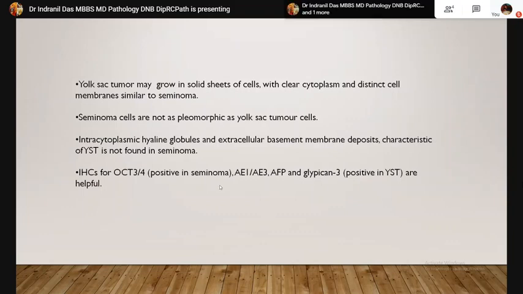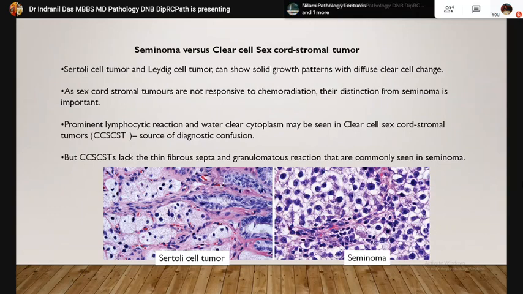Now, seminoma versus clear cell sex cord stromal tumor. The Sertoli cell tumor and the Leydig cell tumor can grow in a solid pattern of growth with diffuse clear cell changes. As sex cord stromal tumors are not responsive to chemoradiation, their distinction is also mandatory. The prominent lymphocytic reaction and water clear cytoplasm can be seen in clear cell sex cord stromal tumor. This is the source of diagnostic confusion.